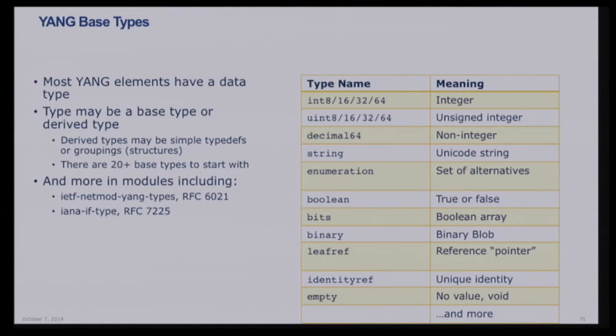The usual suspects, of course: integers, decimals, strings, enumerations, nothing that would surprise anyone. I think maybe the leafref, we mentioned that, is its own type, and we have less strict references like identityrefs that we will cover in a little bit as well. And of course the empty type for things that don't contain anything, but maybe it's a presence container.